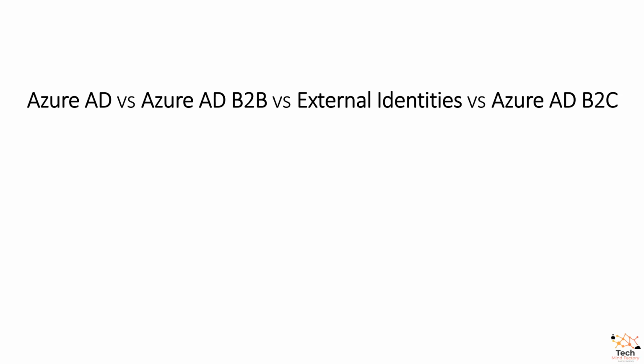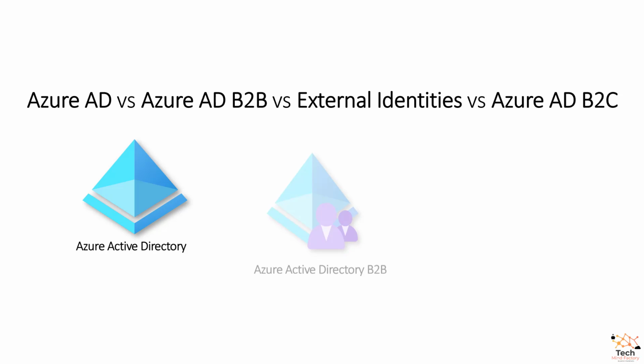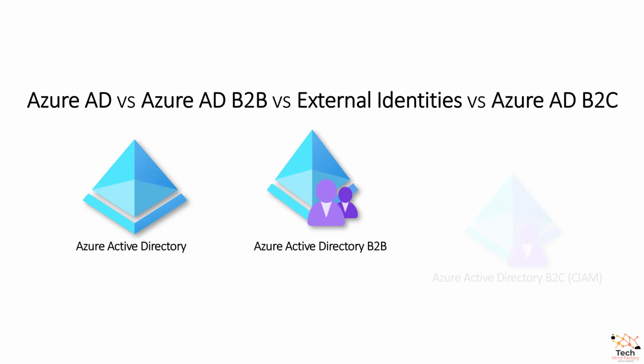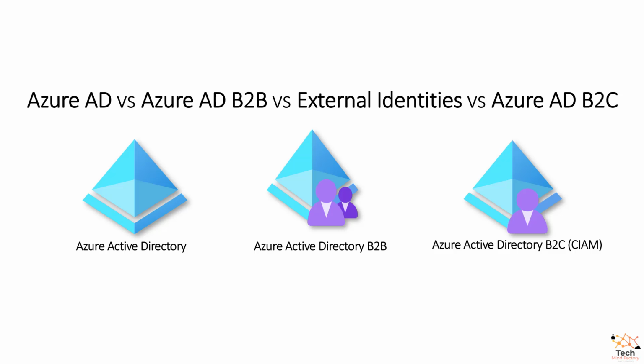Now, the question is, what is the difference between Azure AD, Azure AD B2B, Azure AD External Identities, and Azure AD B2C, so the CIAM solution? There is a lot of confusion around it, I know it, because I was also confused. So what is the difference? Are those like separate services? What's going on here? So let's clarify the difference between Azure Active Directory, Azure Active Directory B2B, and Azure Active Directory B2C, CIAM, and obviously external identities.